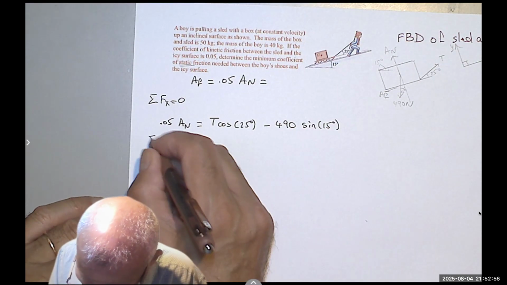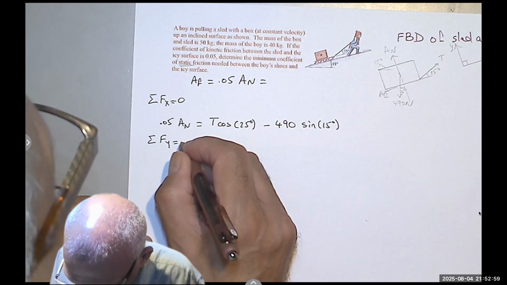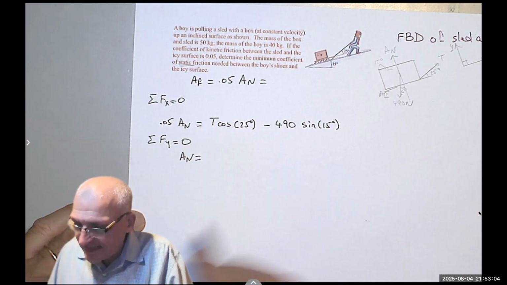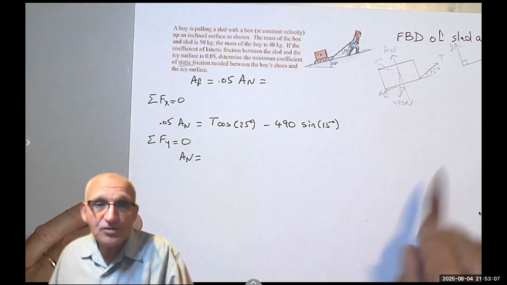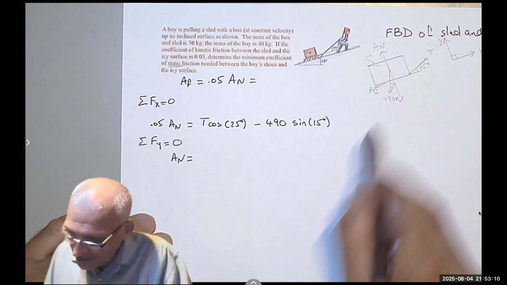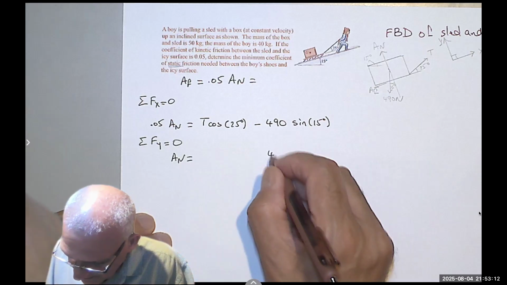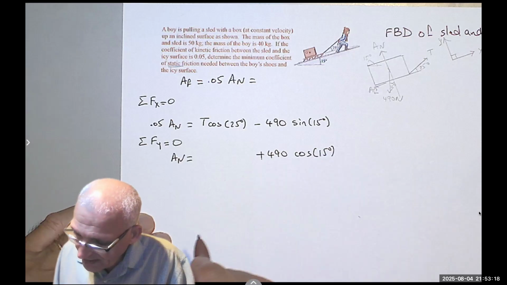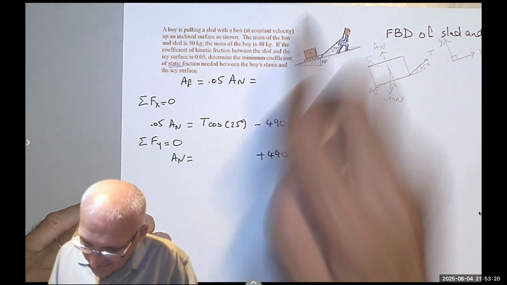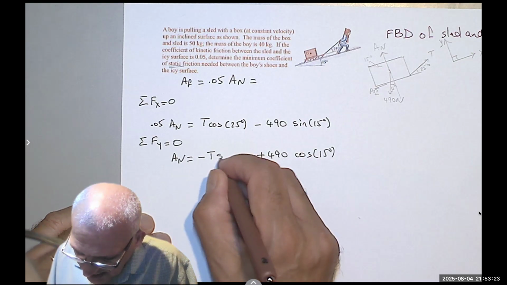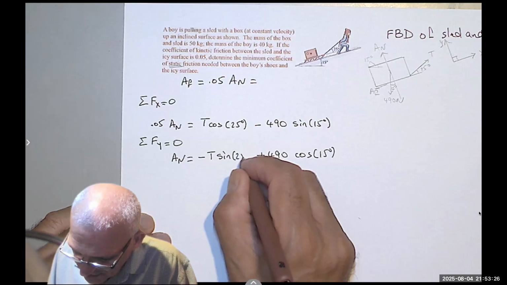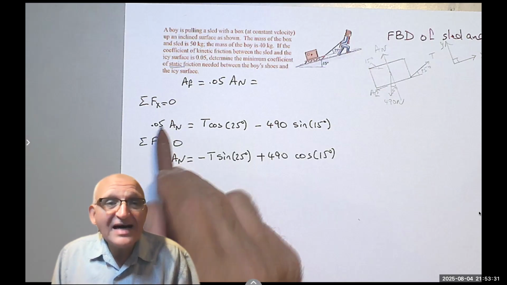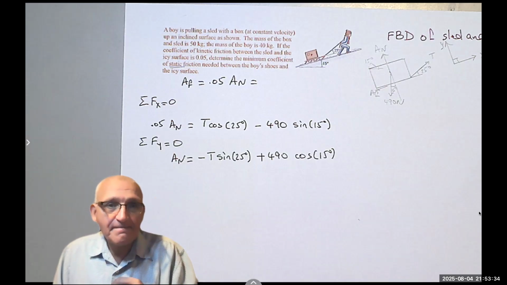Then we do the summation of the forces in the y direction equals 0. Doing the same thing, I'm going to say A sub n, and then anything going up would be negative, anything going down would be positive, because I moved A sub n. So here I would say 490 cosine 15, that's positive, and T sine 25 is negative, minus T sine 25 degrees. These are the two equations in two unknowns. Notice 0.05 is 1 over 20.